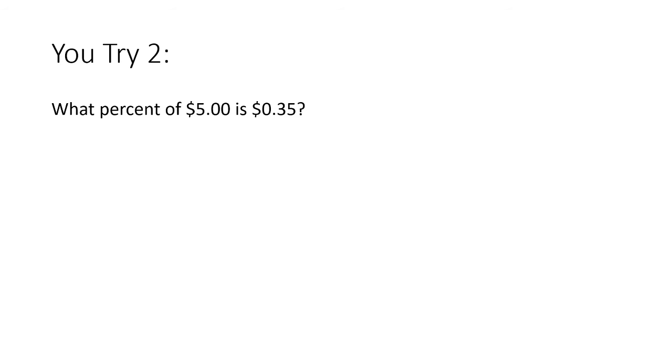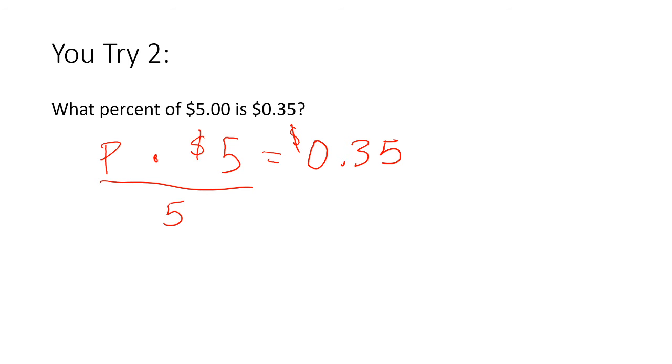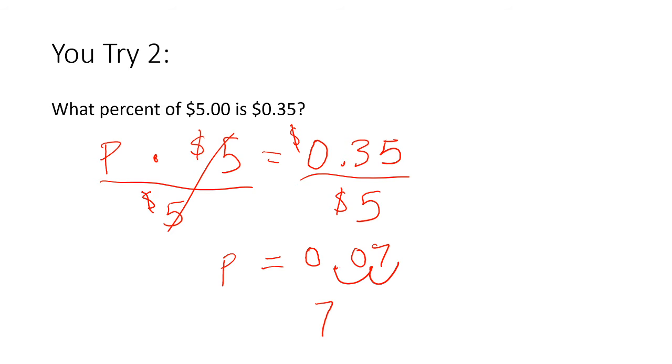Okay, the question asks what percent of $5 is 35 cents. So I'm going to let P be my percent times $5 is 35 cents. Divide both sides by $5 to get P by itself. 0.35 divided by 5 is 0.07. Now I need to convert that to a percentage by moving the decimal 2 places to the right, and I'll get 7%.